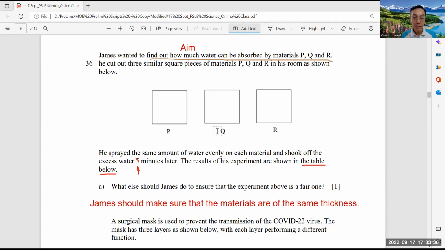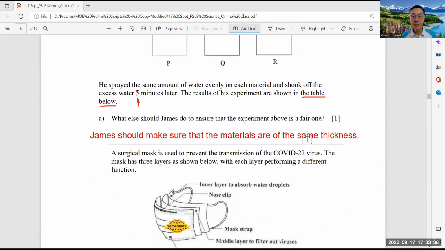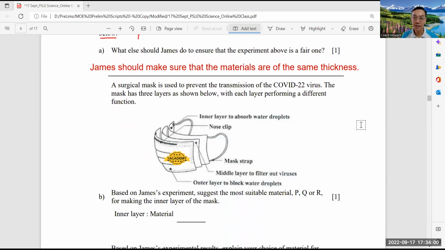Okay, a surgical mask is used to prevent the transmission of the COVID-22 virus. What I mentioned about COVID-22, because we are in year 2022, as now some places in the northern hemisphere are entering winter. So if you remember, the COVID virus actually started back then, I believe in Wuhan, where they were entering winter. So we cannot let our guard down. Maybe there's a COVID-22 virus going to turn up very soon. So we need to take prevention.